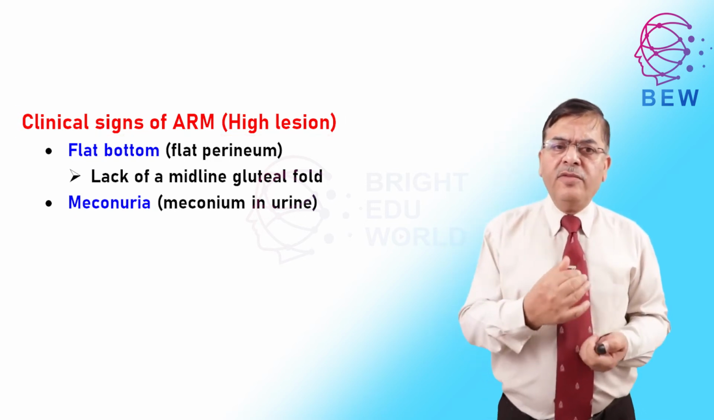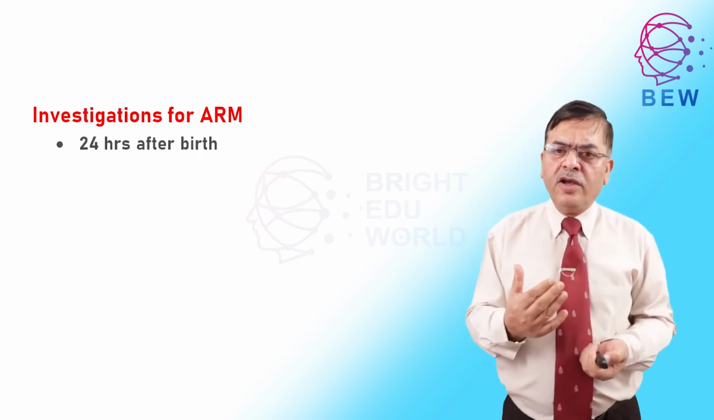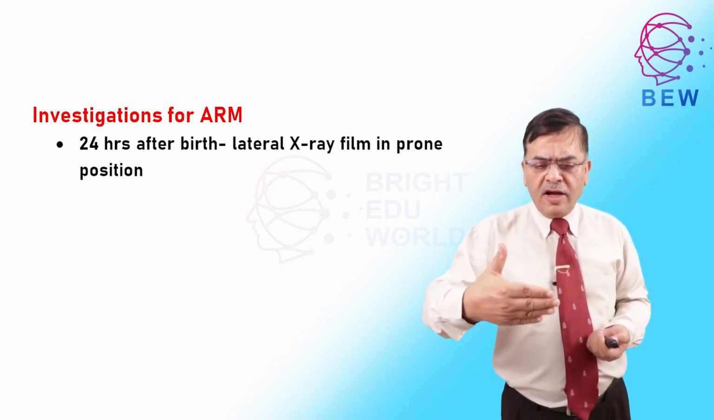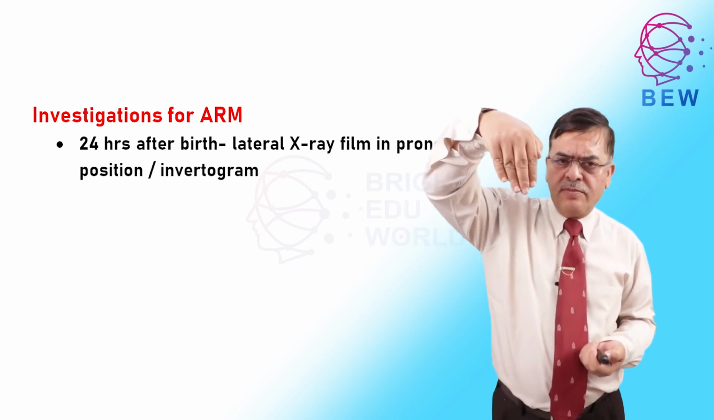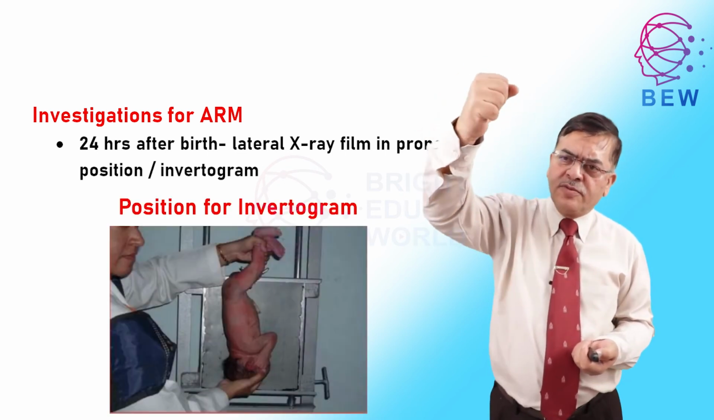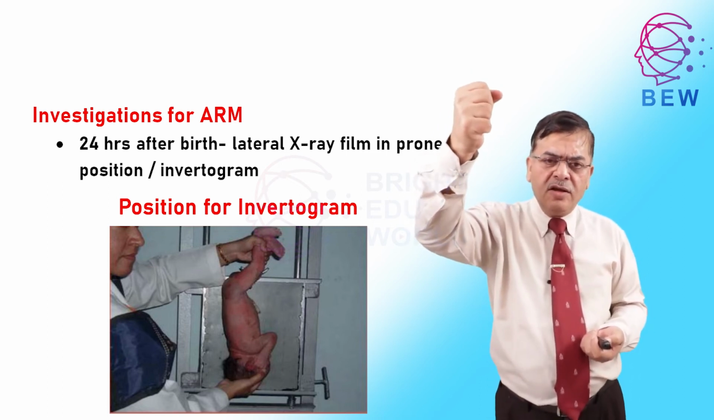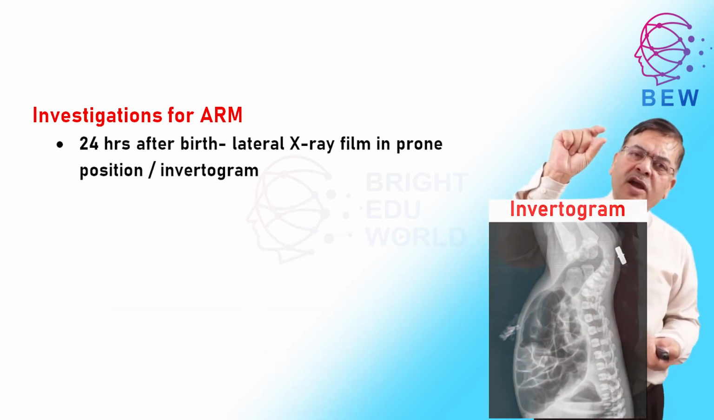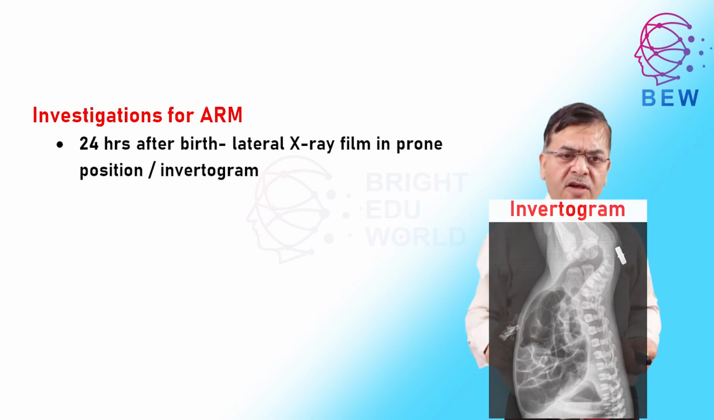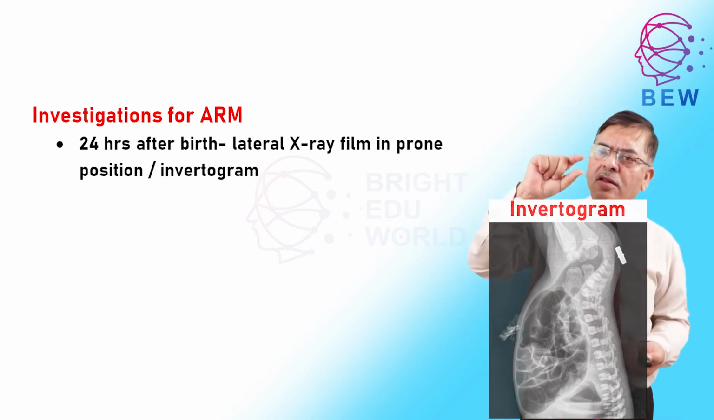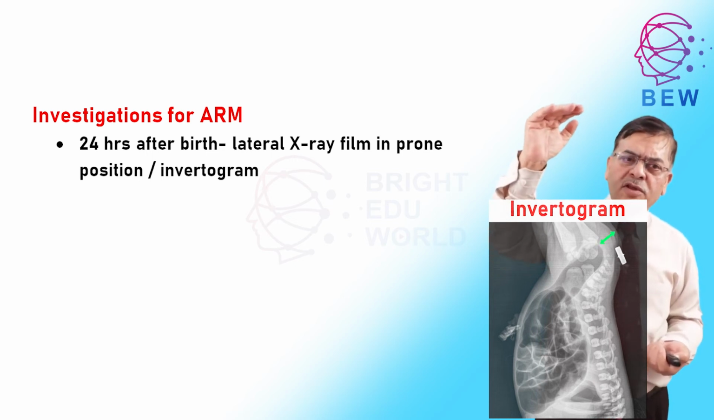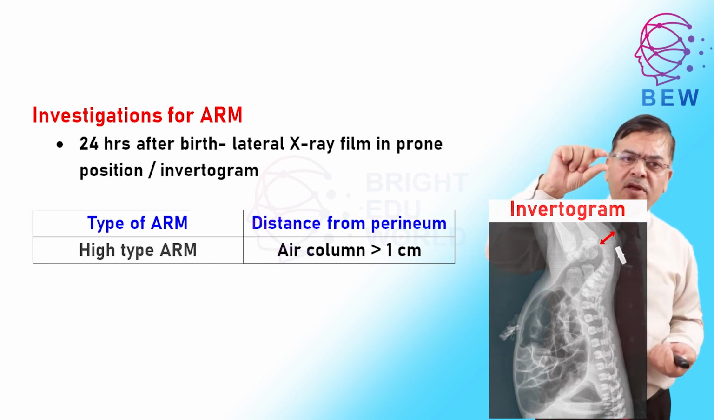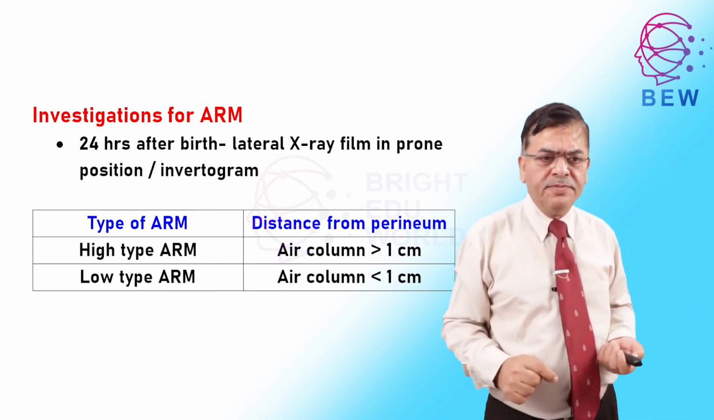How do you confirm the diagnosis? After about 24 hours of birth, you take an X-ray. It can be taken in a lateral view or it can be taken as an invertogram. You hold the child upside down, carefully holding his or her feet, and then you take an X-ray. In that case, gas will rise up to the highest point where it can reach, and if you measure that uppermost part of the gas to the perineum, if this distance is more than 1 centimeter, then it is high type. If it is less than that, then it is a low ARM.